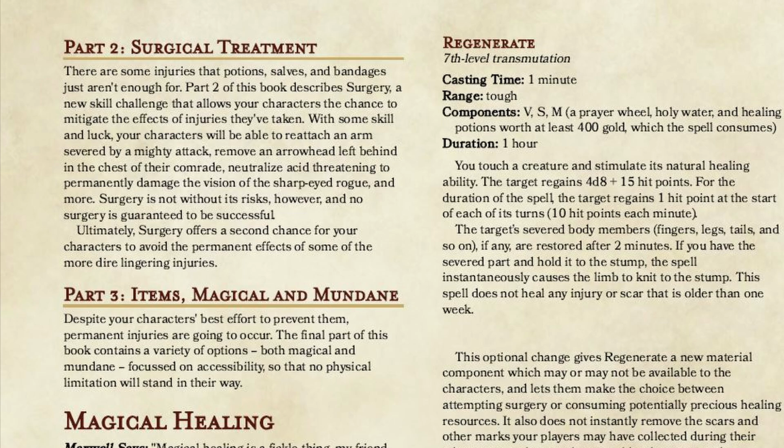But it says there are some injuries that potions, salves, and bandages just aren't enough for. Part 2 of this book describes surgery, a new skill challenge that allows your characters the chance to mitigate the effects of injuries they've taken. With some skill and luck, your characters will be able to reattach an arm severed by a mighty attack, remove an arrowhead left behind in the chest of a comrade, neutralize acid threatening to permanently damage the vision of the sharp-eyed rogue, and more. Surgery is not without its risks, however, and no surgery is guaranteed to be successful.